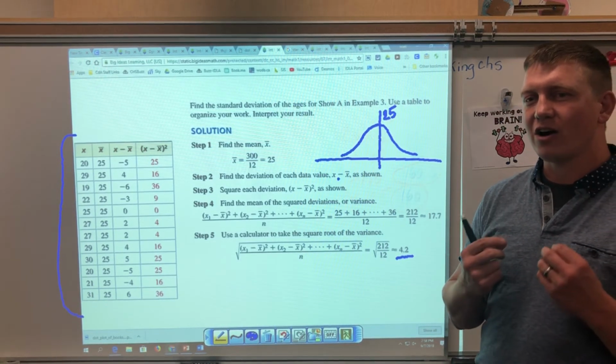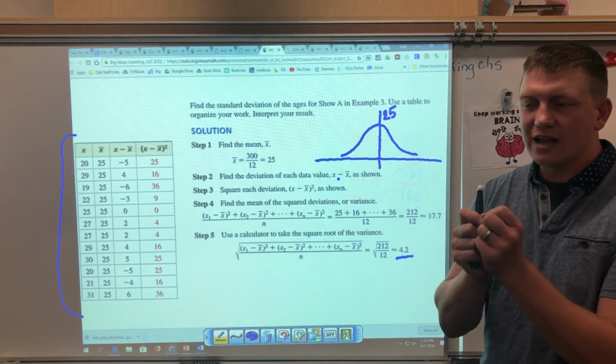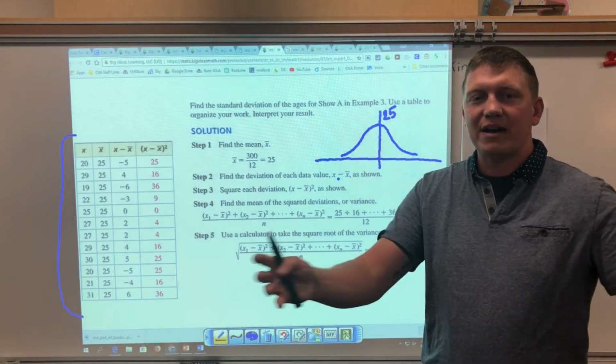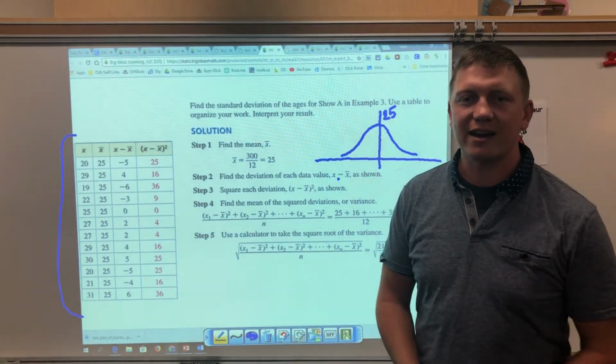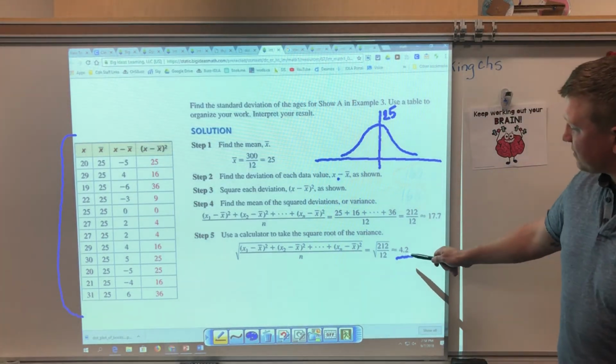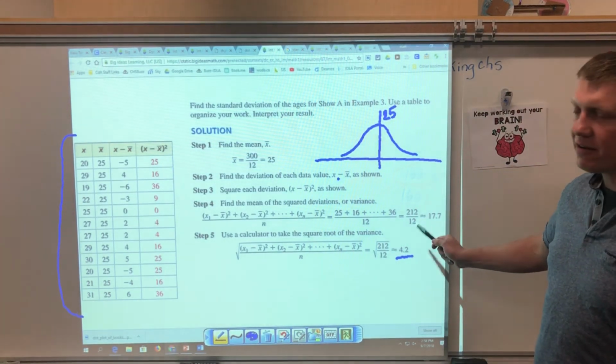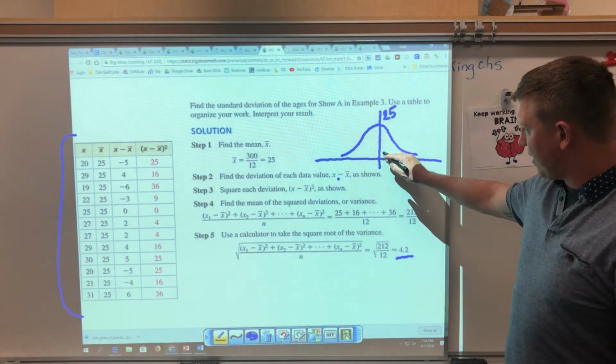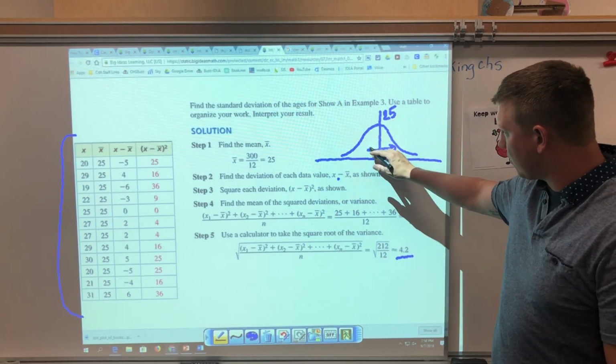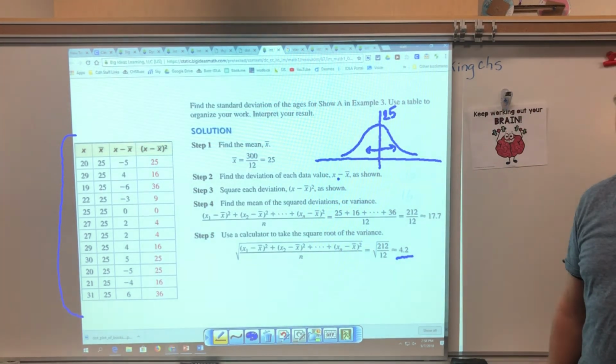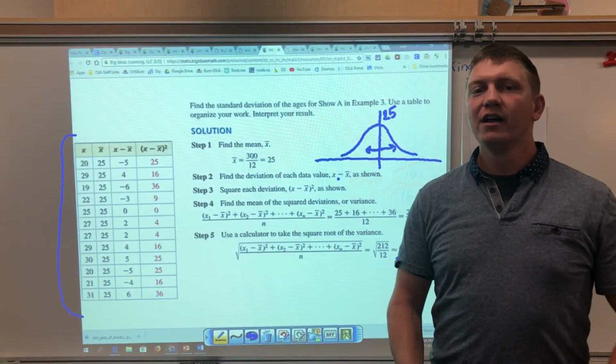How consistent are all of your test scores, or how closely related are all of my students on their test scores, that kind of thing. And so this says that it's on average 4 above and 4 below. Really 4.2, but 4 above and 4 below is the average variation from the mean.